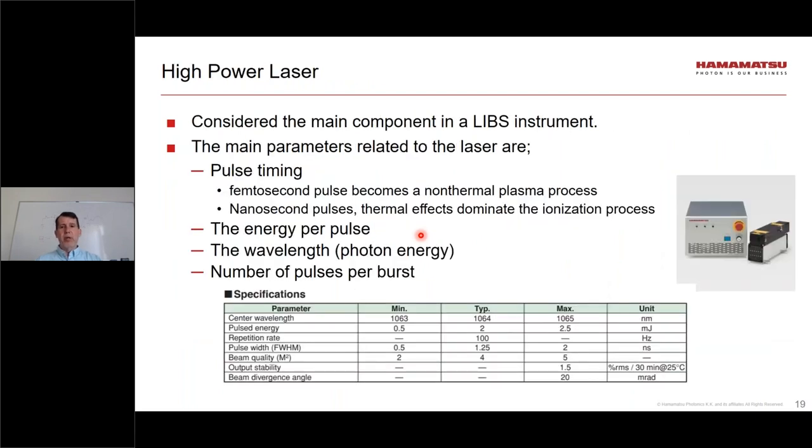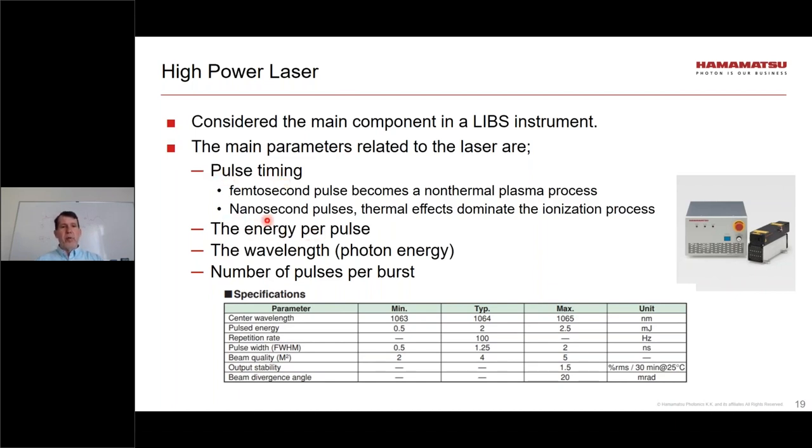Another key component of a LIBS implementation is a high power laser. That laser is going to be a critical component in the formation of the plasma. So things to look for when selecting a laser is the pulse timing.